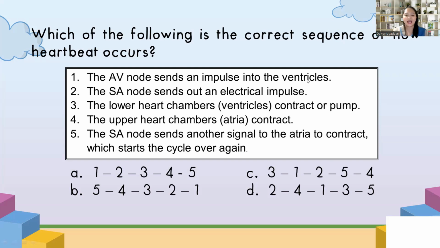And then, the last is that the SA node sends another signal again to the atria to contract, then to the AV node to let the ventricles contract also. Then the cycle will start over and over and over again. So the correct answer to this one is 2, 4, 1, 3, 5.